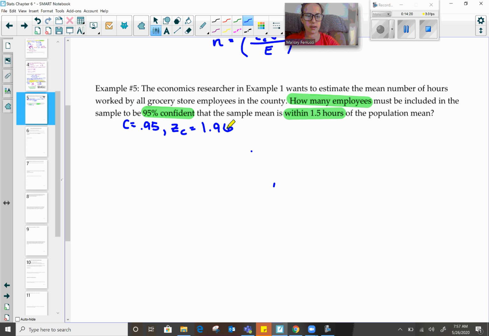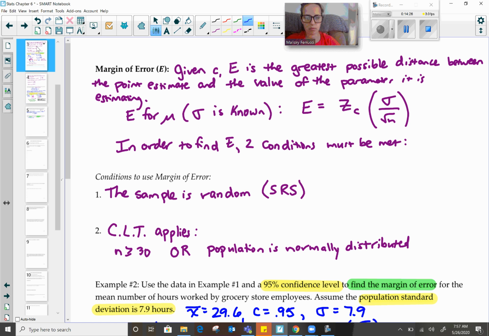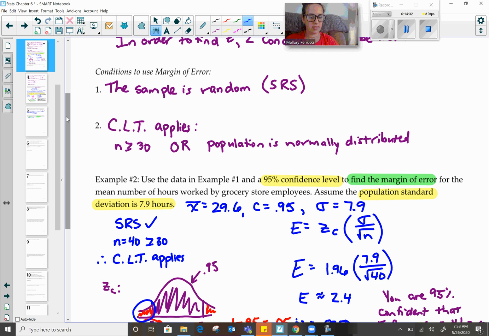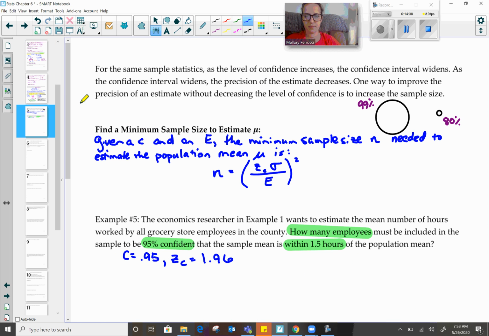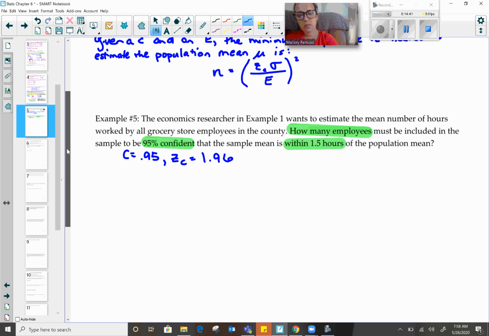And then this is from example 1, which I think comes from example 2 and example 3. Okay, so actually from example 2, we get that the population standard deviation is 7.9 hours. We're going to use that. So sigma is 7.9, which is from example number 2. Okay, and the last part that we have here, the 1.5 hours: if it's within 1.5 hours of the population mean, that's the margin of error.